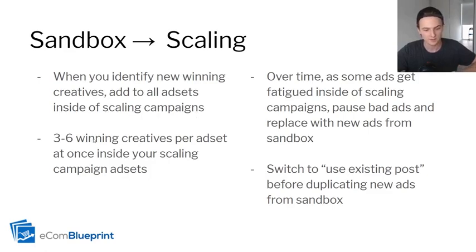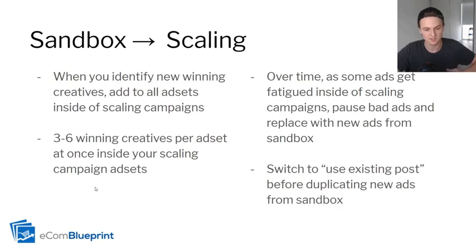Inside of your scaling campaigns, you should have 3 to 6 winning creatives per ad set. Once you're first starting out, you're not going to have this many creatives, but over time, as you keep testing new creatives and keep finding new winning creatives, you want to add these to your scaling ad set so that you have multiple ads per ad set. Over time, as the ads get fatigued inside of your scaling campaigns, you can pause the bad ads and then replace them with new ads from the sandbox, right?